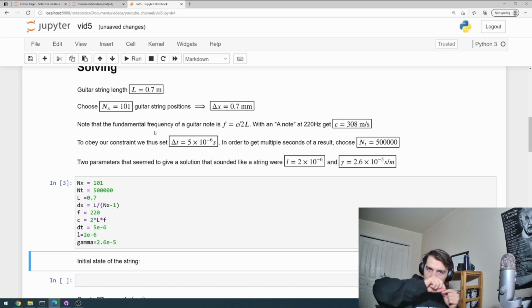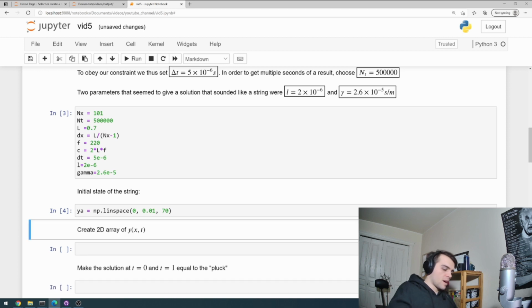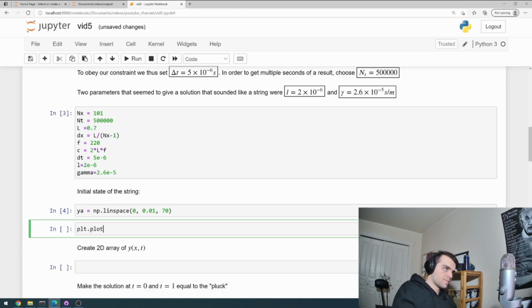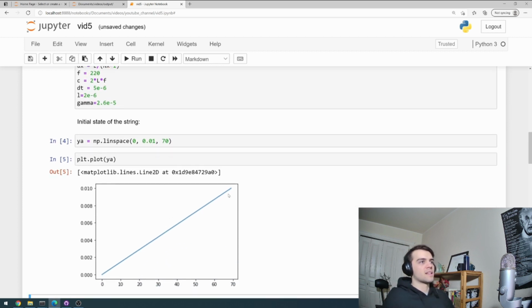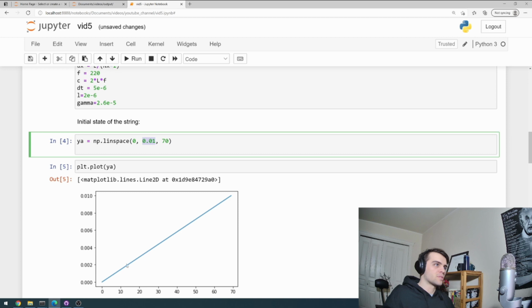When you pluck a string, it looks like a triangle: it goes up to one point and then down. Here's an easy way to set this initial state. My first part is just a slope going up to a certain point, so I use linspace from 0 to 0.01 with 70 points. If I just plot YA, I get a line like this. By the way, 0.01 is the amplitude here.